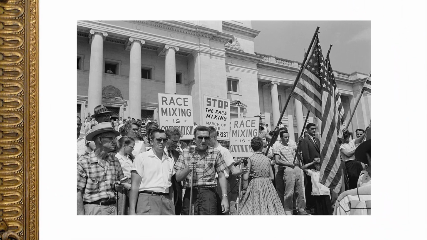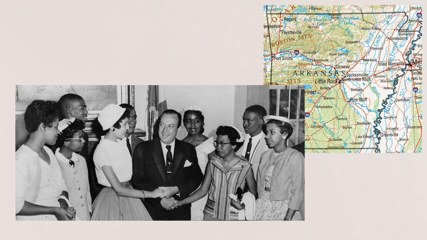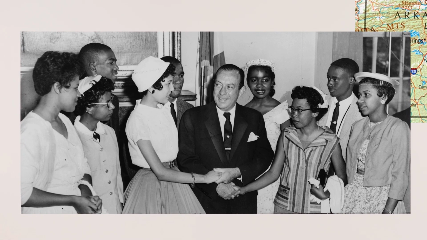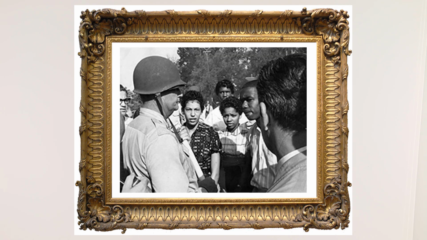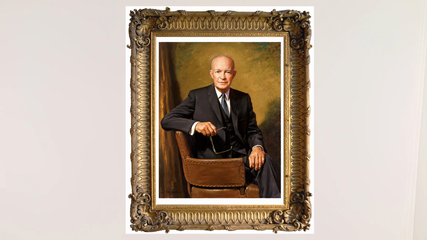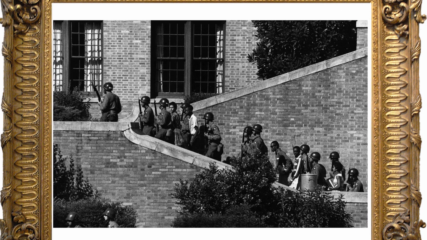Not everyone agreed with the Supreme Court's decision. In 1957, in Little Rock, Arkansas, 9 African American students were scheduled to attend the city's formerly all-white high school. The state governor disagreed with desegregation and called the state's National Guard to block the students' entry into the school. President Dwight Eisenhower responded by sending federal troops into the city to escort the black students to school. The state finally backed down and allowed the students to enter.